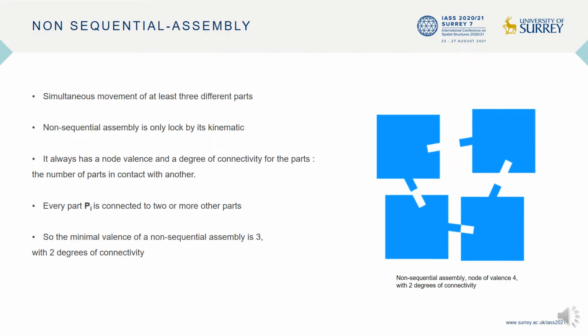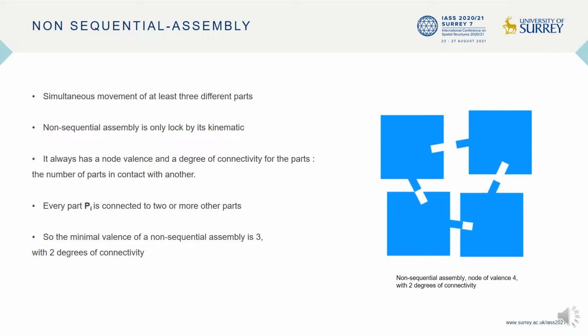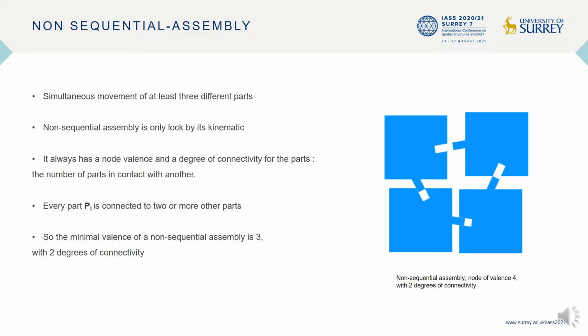An assembly that has no sequence. It requires simultaneous movement of at least 3 different parts. The advantage of this assembly is that it is only locked by kinematics. A non-sequential assembly may be defined by a node valence and a degree of connectivity, that is the number of parts in contact with another.